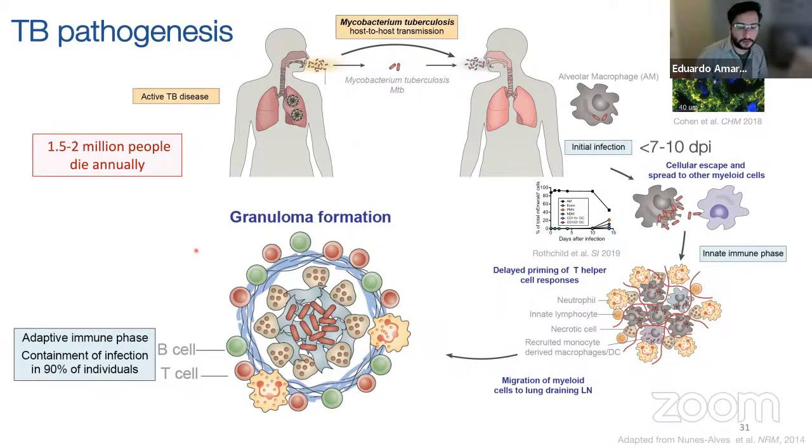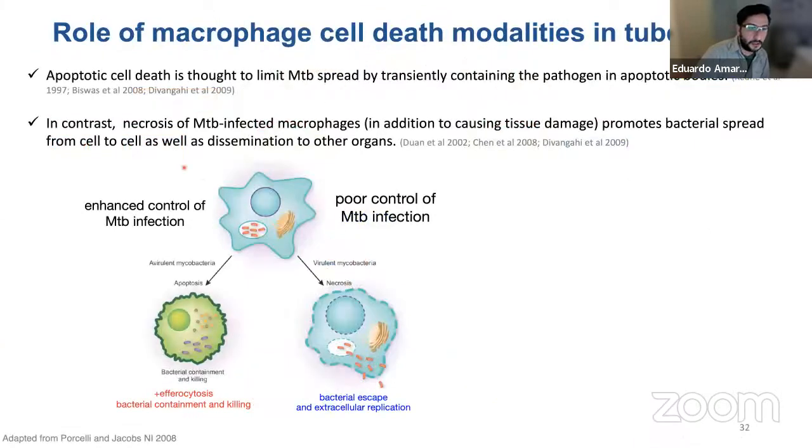However, one third of MTB infected people will develop active disease and they can eventually die. So in TB, the way infected myeloid cells die, mainly macrophages, is important to determine disease progression. So as I showed you before, apoptosis and necrosis. In the case of TB, apoptosis, which is induced by avirulent mycobacteria, is known as good for the host because it controls Mycobacterium infection.